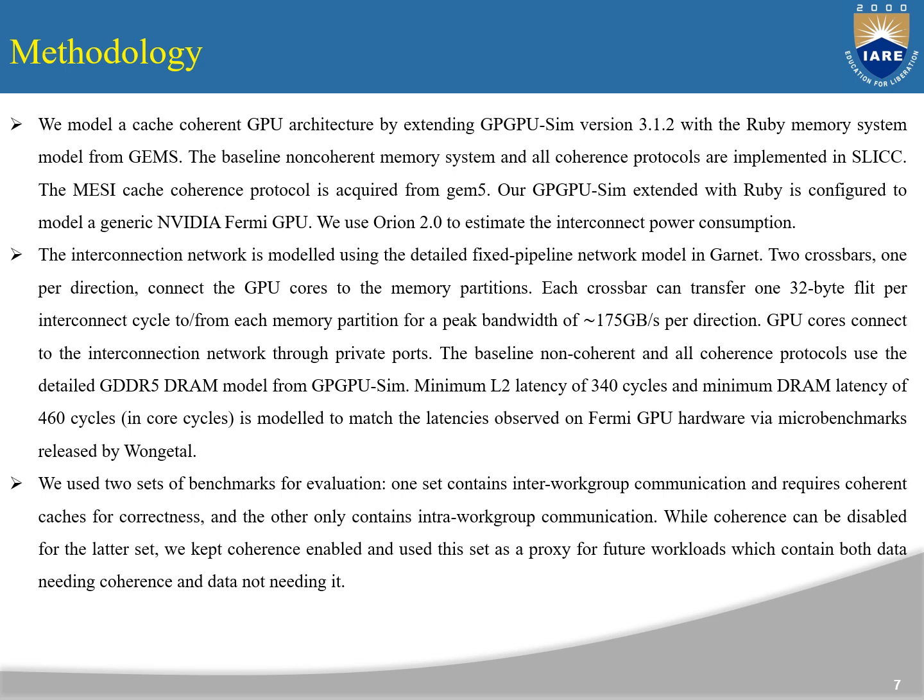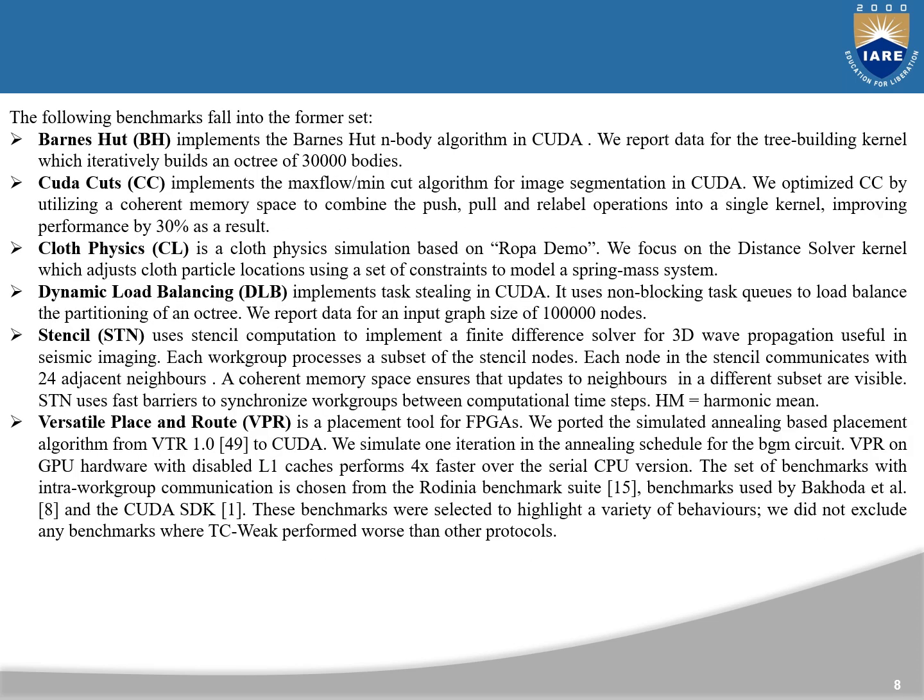We use two sets of benchmarks for evaluation. One set contains inter-workgroup communication and requires coherent caches for correctness, and the other only contains intra-workgroup communication. While coherence can be disabled for the latter set, we kept coherence enabled and use this set as a proxy for future workloads which contain both data needing coherence and data not needing it. The following benchmarks fall into the former set: Barnes-Hut CUDA cuts, cloth physics, dynamic load balancing, stencil, versatile place and route.